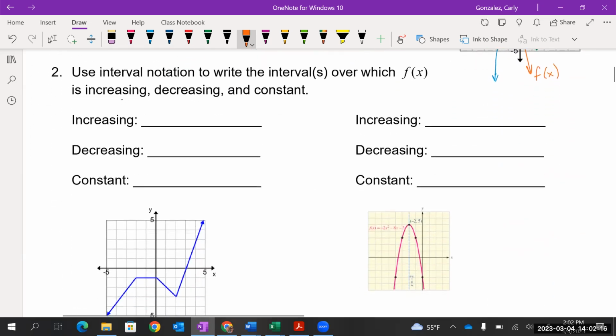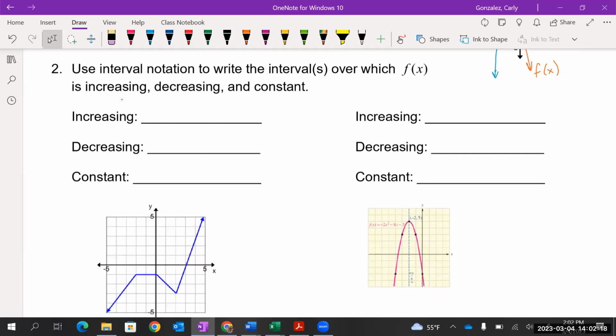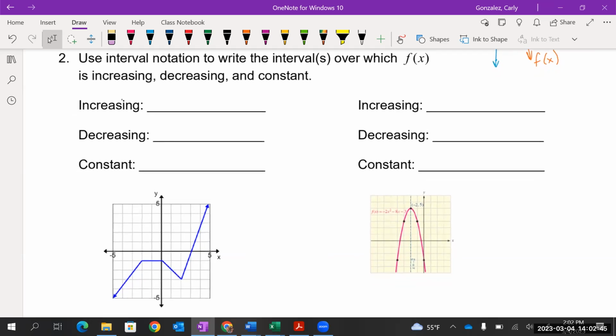Next, let's take a look at the graph of functions and identify when those functions are increasing, decreasing, and constant. So, for example, number 2 says, use interval notation to write the intervals over which f of x is increasing, decreasing, and constant. So first, let's just talk a little bit about what it means for a function to be increasing, decreasing, or constant.